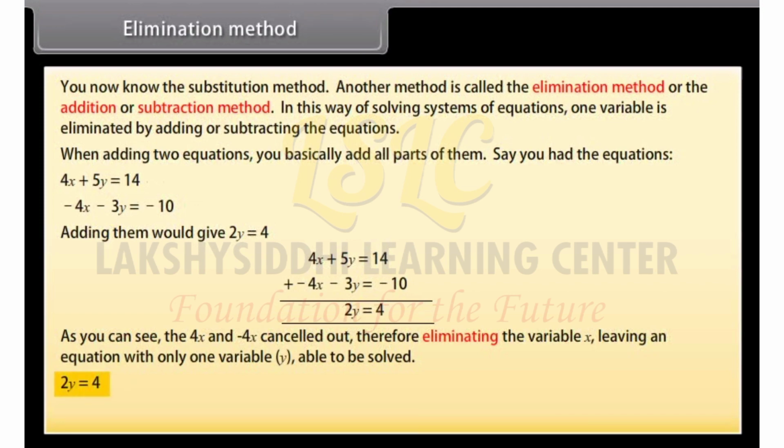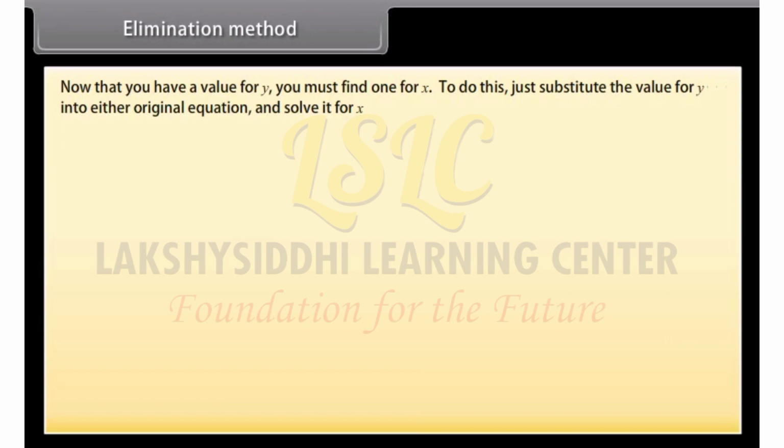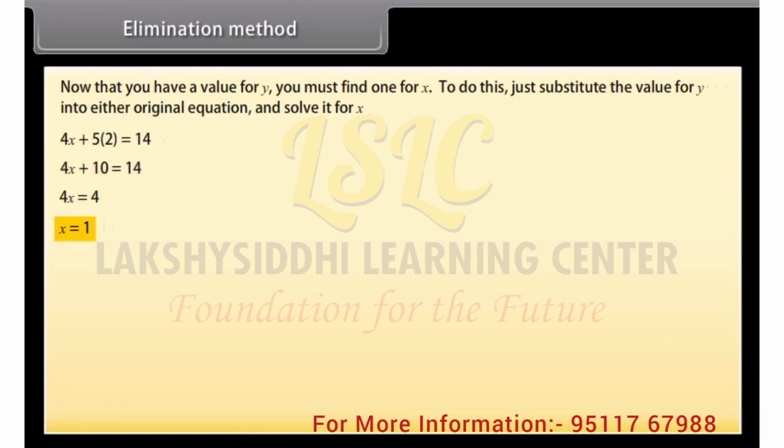2y is equal to 4. y is equal to 2. Now that you have a value for y, you must find one for x. To do this, just substitute the value for y into either original equation and solve it for x. 4x plus 5 into 2 is equal to 14. 4x plus 10 is equal to 14. 4x is equal to 4. x is equal to 1. Your solution of these two equations is 1, 2.